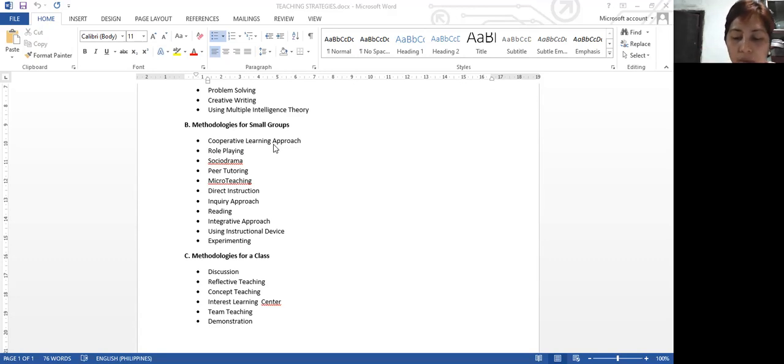Okay. So usually in cooperative learning approach, some of the approaches used are think, pair, share, the BAS groups, the jigsaw, the group investigations.